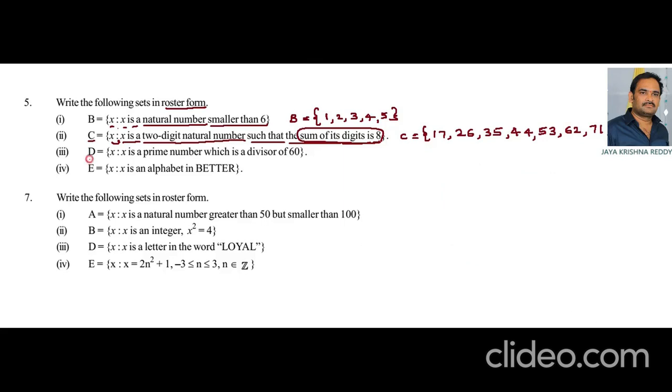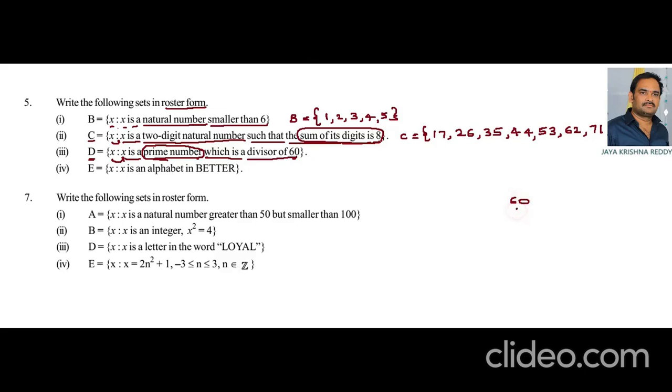Third question, the set name is given as D. So X such that X is a prime number. We have to select the prime numbers, but one more condition is also there, which is a divisor of 60. Divisor is nothing but factor. So from the factors of 60, we have to select the prime numbers. So let us write the factors of 60 first.